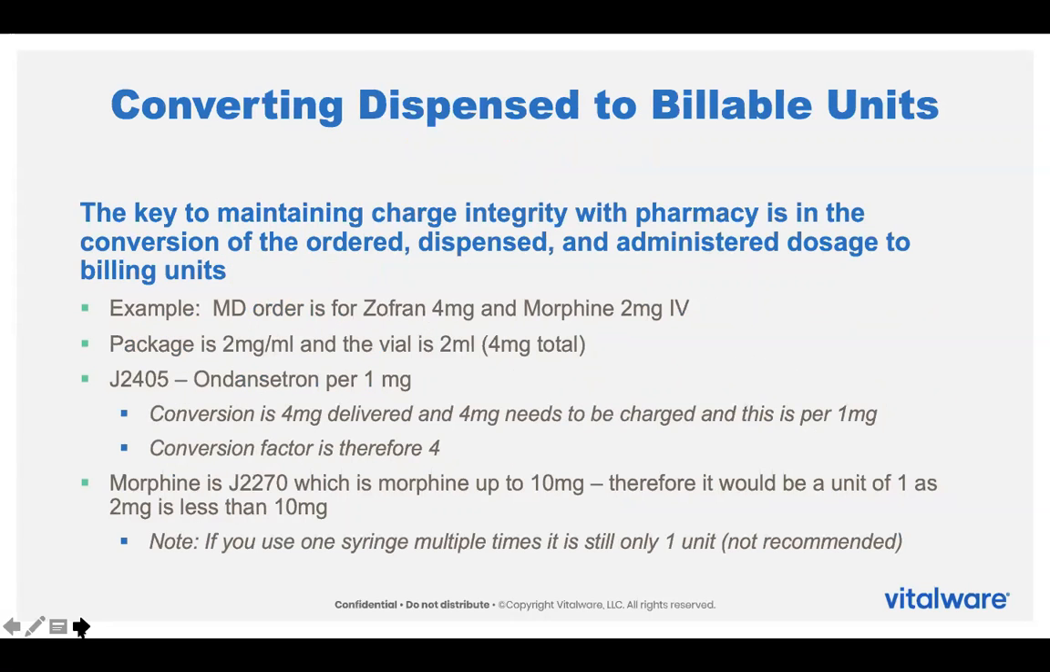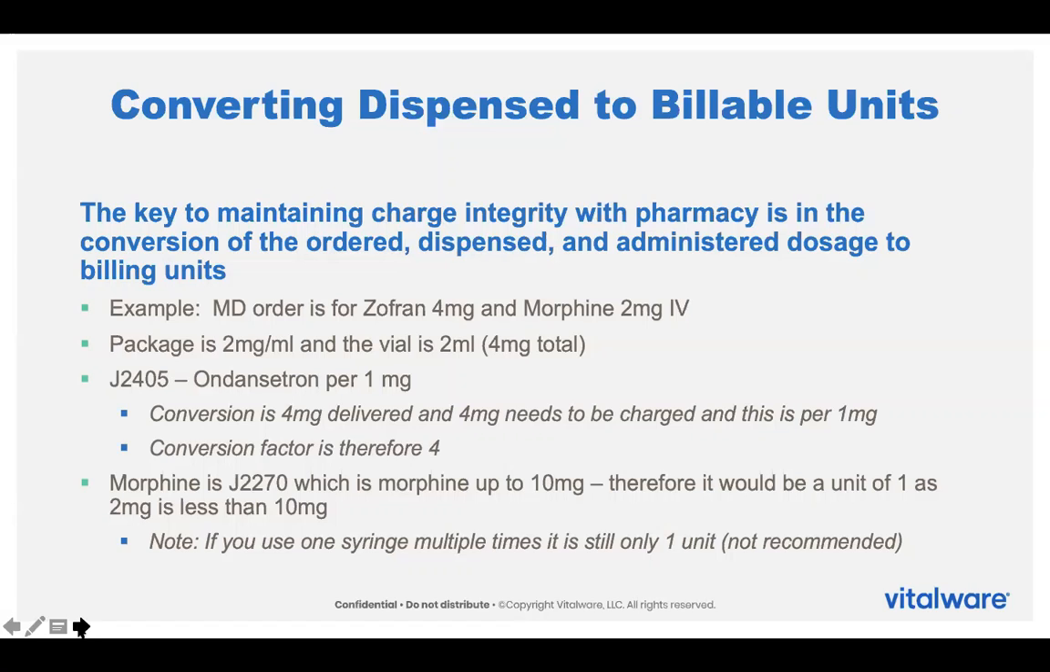Here's a very easy example. In the ER, chest pain, they're going to get 4 Zofran, 2 morphine. That's just a standard dose. The package on the Zofran is 2 milligrams per mL. There's 2 mLs in the vial, so there's 4 milligrams total. For the J2405, I ordered, dispensed, and administered 4 milligrams, but it was 1 vial.